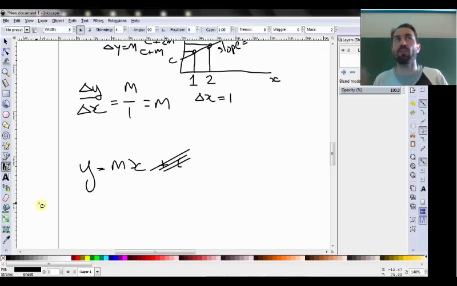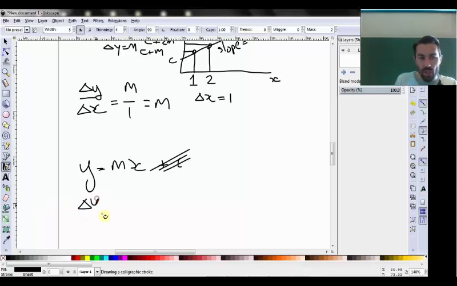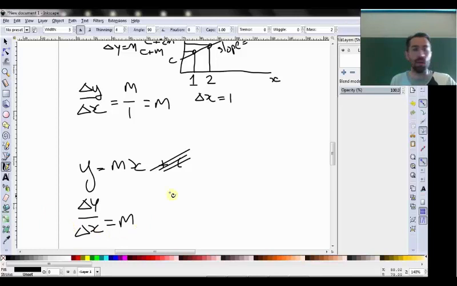I don't know if your silence means you have no idea what I'm talking about, or if it's just so boring you wish I would shut up. Do you know what I'm talking about or not? Yes. Okay. So change in y over change in x equals m. It doesn't matter whether there's a c or not. The change in y given a change in x is just going to be m, regardless of the c. Okay?